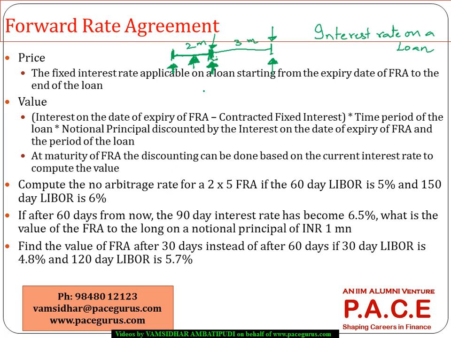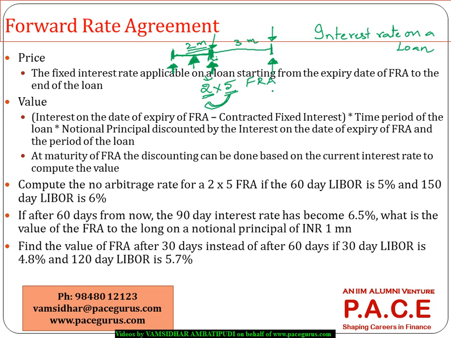And as you may know, whenever we talk about a notation, let's say 2/5 FRA, it means the FRA period is going to be 2 months, or 2 periods, and the entire loan is going to end 5 periods from now, which means the loan is for a period of 3 months starting 2 months from now. That is what we call a 2/5 FRA.